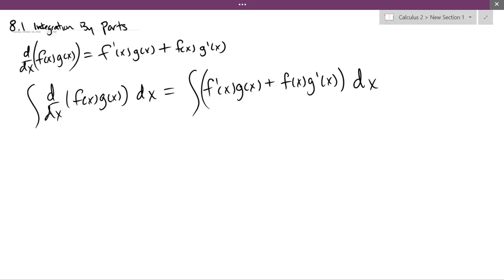So let's look at the left side. That's way easier to look at. We're taking an integral of a derivative right here, so they're going to cancel out. So the first one is just f of x times g of x.